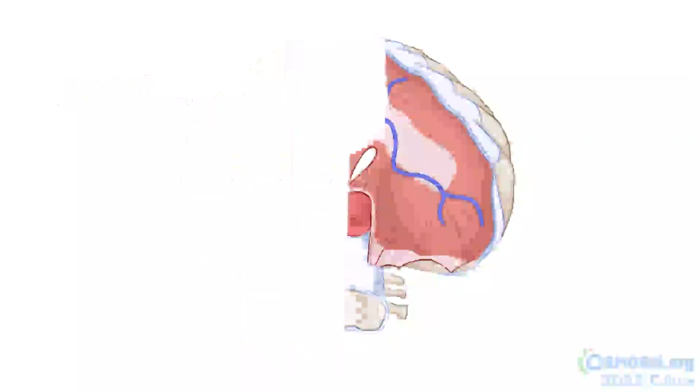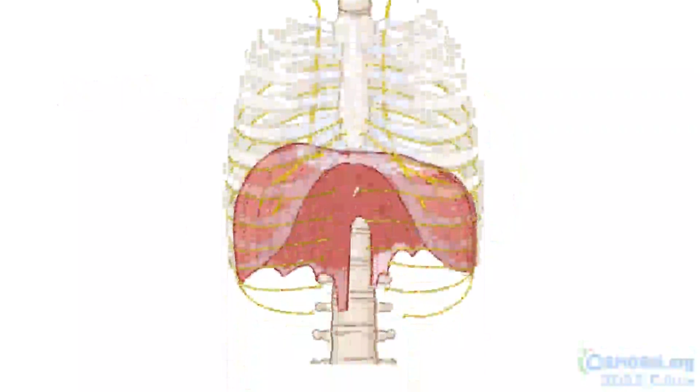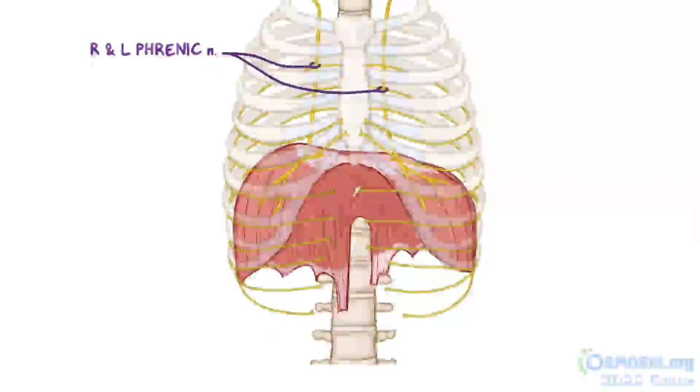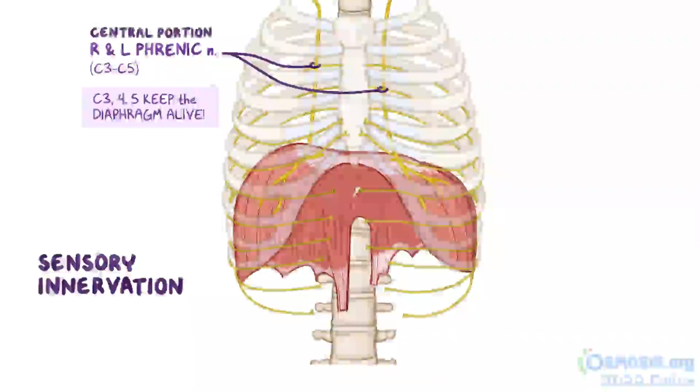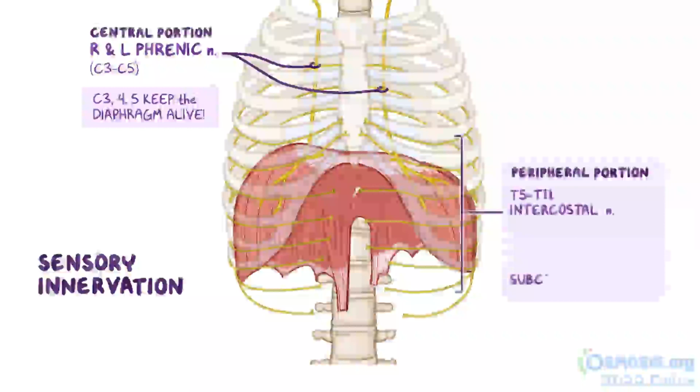The motor innervation of the diaphragm comes entirely from the right and left phrenic nerves, which originate from the anterior rami of the C3 to C5 spinal nerves. Remember this rhyme: C3, 4, 5 keep the diaphragm alive. Sensory innervation for the central part of the diaphragm is also ensured by the phrenic nerves, while the peripheral part is innervated by the T5 to T11 intercostal nerves and subcostal nerves.